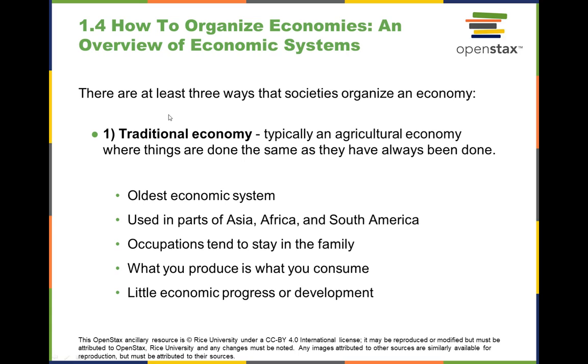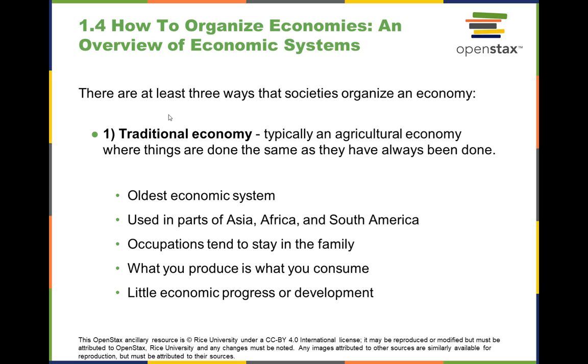There are at least three ways that societies organize an economy. A traditional economy is typically an agricultural economy where things are done the same as they've always been done. It's considered the oldest economic system and is still used in some parts of Asia, Africa, and South America. Occupations tend to stay in a family, and most of them, once again, are going to be agrarian-based. And what you produce is what you consume, because at this point in time, it's rare for people to have a surplus. And so they're basically just going to produce their necessities.